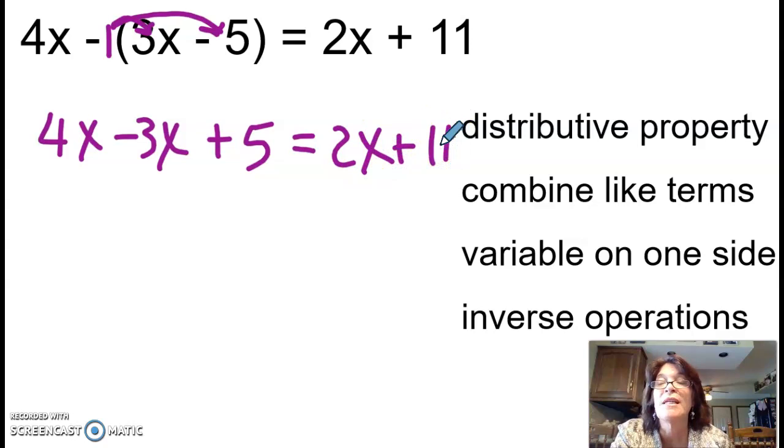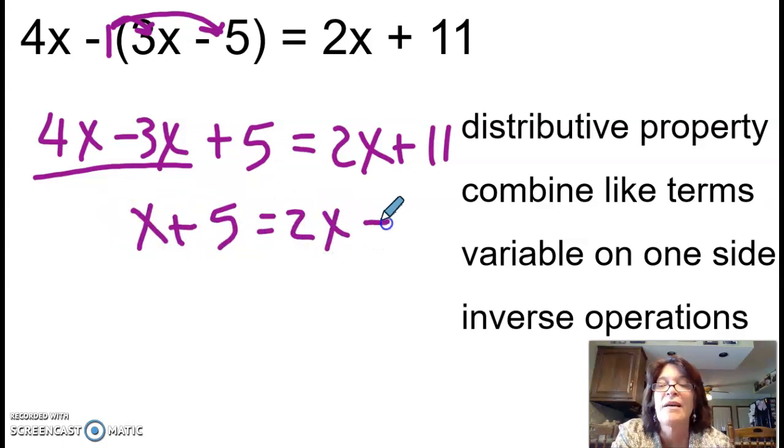Right, I'm assuming you understand that the negative times the negative is a positive 5, and this is -1 times 3x is minus 3x. I don't really like the plus and negative. I don't use that a lot. I'm not going to take off if you do, but I write minus instead of plus and negative. 4x minus 3x. I'm going to combine like terms. 4x's minus 3x's, that's 1x.